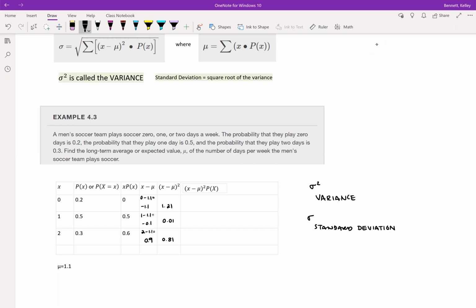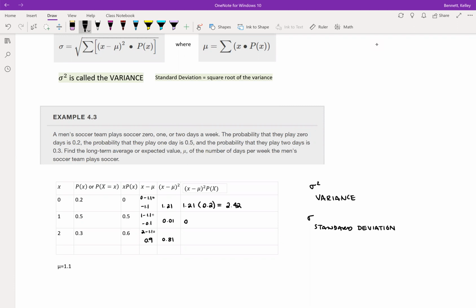Now the next thing I have to do, now that I have my deviations squared: before, we would add these all up and divide by either our sample minus 1 or divide by the population. That's not what we're going to do here. We're going to take these and multiply them by their probability. So I'm going to take 1.21 and multiply it by 0.2, its probability, which gives me 2.42.